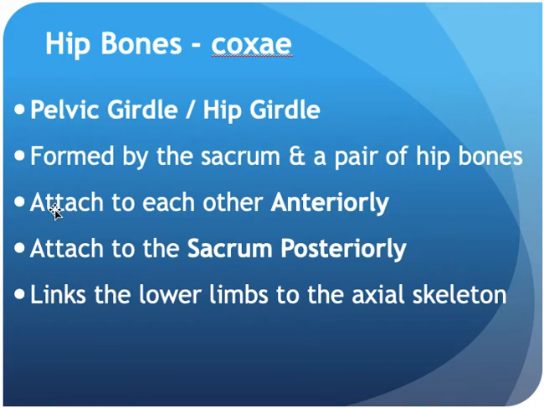Okay, so now we get to those hip bones, and we're really talking about this pelvic girdle, or hip girdle. It's formed by the sacrum and a pair of hip bones. They attach to each other anteriorly, which is what we just talked about, and they attach to the sacrum posteriorly. They link the lower limbs to the axial skeleton.